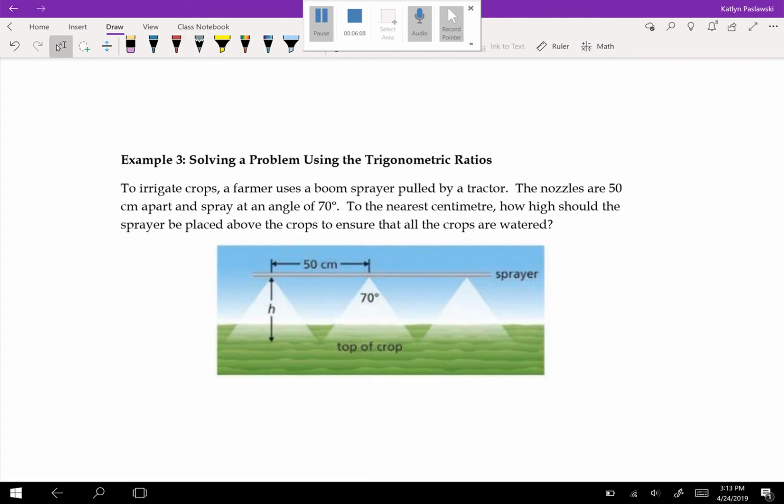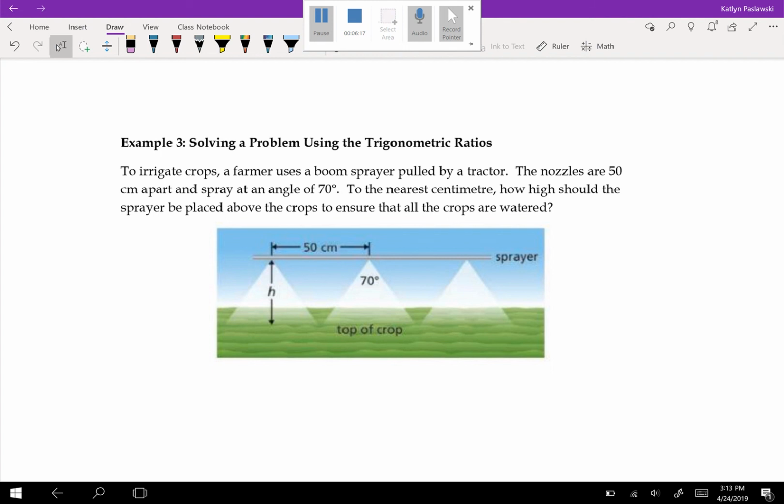Here's a problem that we're going to use trigonometric ratios to solve. The question says, to irrigate crops, a farmer uses a boom sprayer pulled by a tractor. The nozzles are 50 centimeters apart, as is also labeled on the diagram, and spray at an angle of 70 degrees. So this angle is 70 degrees. To the nearest centimeter, how high should the sprayer be placed above the crops to ensure the crops are watered? In this case, it's illustrated by letter H.